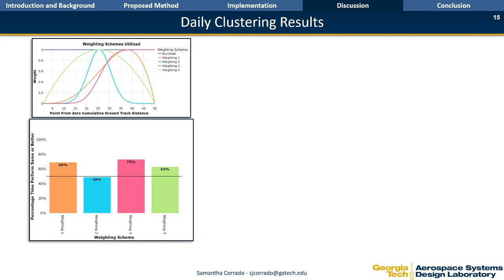Looking at the daily results of all 237 days combined, the top plot is all the weighting schemes that were implemented for reference, and the bottom bar chart displays the percentage of time or percentage of days that the mean distance between trajectories within a flow and the flow centroid for all flights within the dataset is lower for the specified weighting scheme than the value computed for the Euclidean distance. A horizontal line is drawn at 50%, and we want these bars to be above 50%, except for weighting scheme 2.